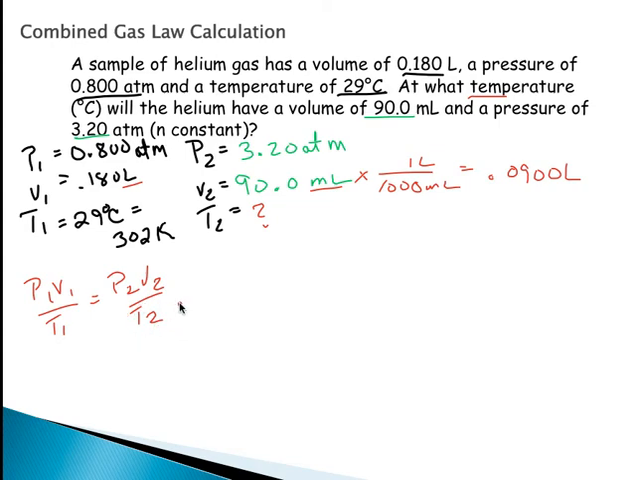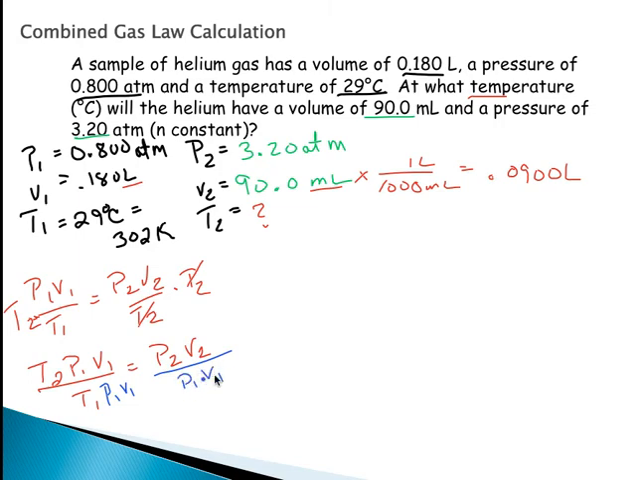First thing I need to do is get this on top, so I'm going to multiply both sides by T2. These cancel. I get T2 P1 V1 over T1 is equal to P2 V2. I want to cancel out P1 and V1, so I'm going to divide both sides by P1 V1. I want to get rid of this T1, so I have to bring it up, so I'm going to multiply both sides by T1. P1s cancel out, V1s cancel out, T1s cancel out on this side. I end up with T2 is equal to P2 V2 T1 over P1 V1.